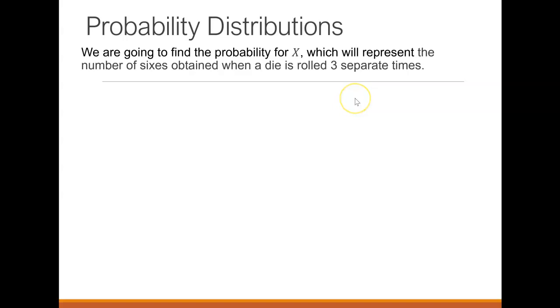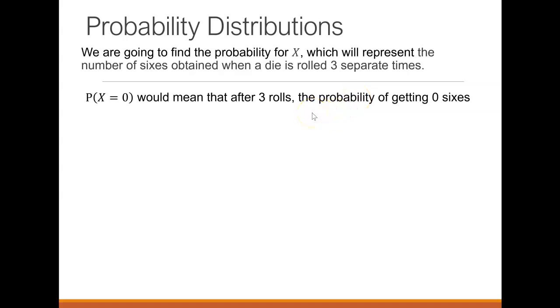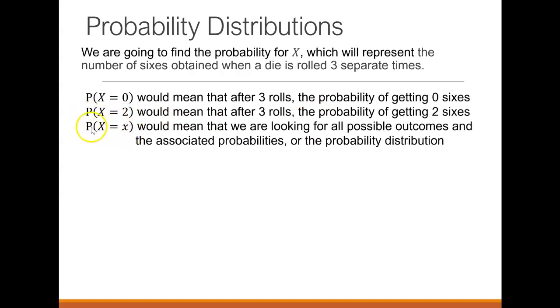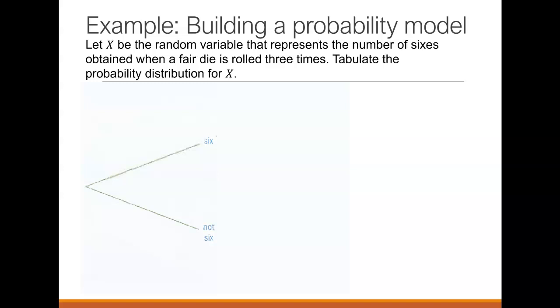Okay, so P of 0 would mean after 3 rolls, that's the probability of getting 0 6s. P of 2 would be after 3 rolls getting 2 6s. P of X would mean we're looking for all the possible outcomes and the associated probabilities, i.e., we're looking for the probability distribution. So let's build ourselves a probability model.